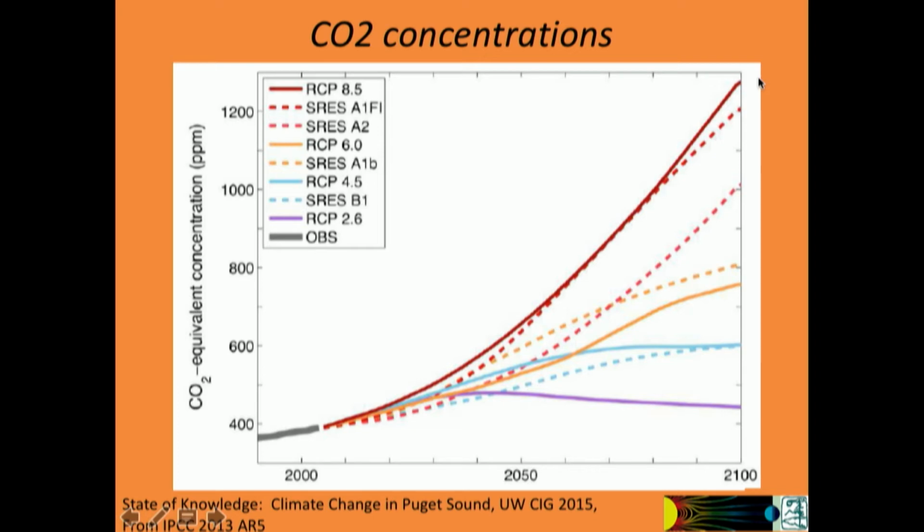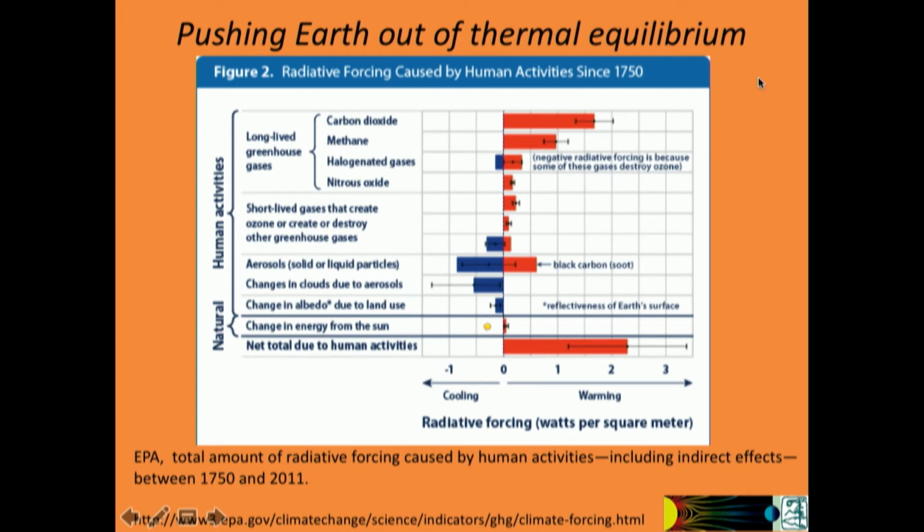Okay, those are our options. What are the consequences? As you saw in the readings and talks from last week, CO2 and other greenhouse gases are pushing Earth away from thermal equilibrium. They're driving Earth to a hotter state. They are the main activity that's pushing Earth toward a warmer place.